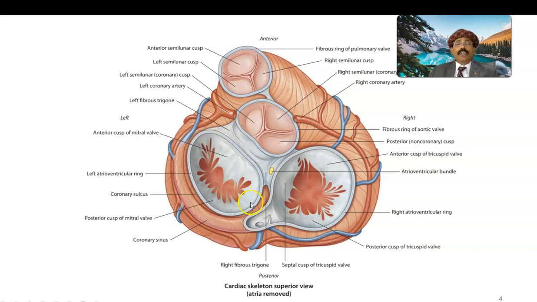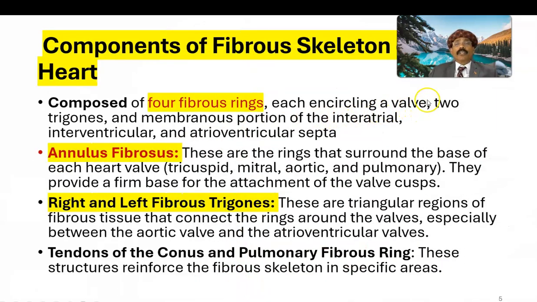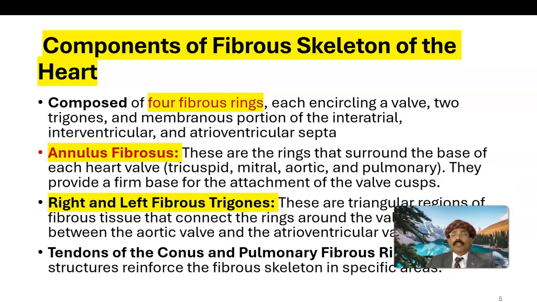This is fibrous tissue, and here we are seeing the atrioventricular bundle, the only communication between the atrial muscle and the ventricular muscle, by this part of the conducting system of the heart, the atrioventricular bundle. Okay. So what are the components of the skeleton of the heart? The fibrous skeleton is composed of four fibrous rings, each encircling a valve, two trigones, and the membranous portions of the interatrial, interventricular, and atrioventricular septa.